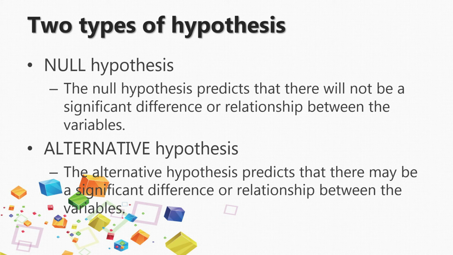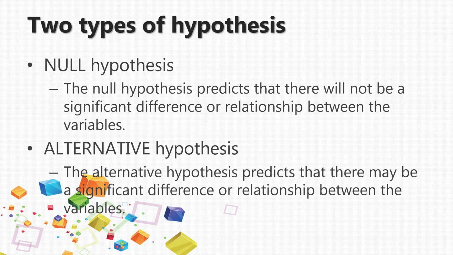So I know that you already have an idea about this, but the null hypothesis predicts that there will not be a significant difference or relationship. So the hypothesis of the null is there is none. There is no significant relationship. There is no significant difference. The alternative hypothesis, on the other hand, predicts that there may be a significant difference or a relationship. So they're kind of like on opposing ends.